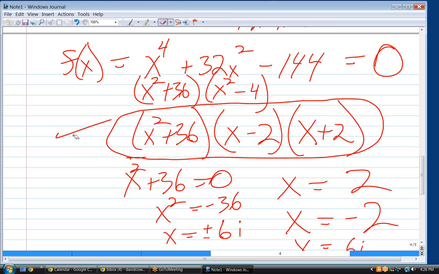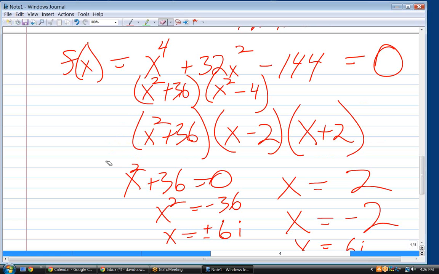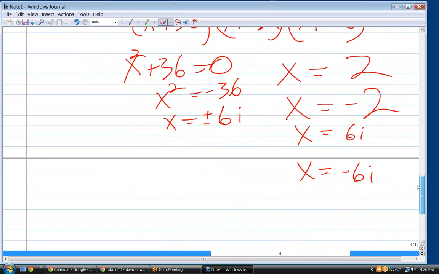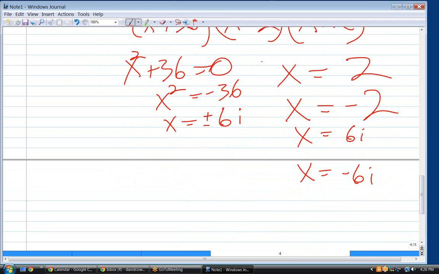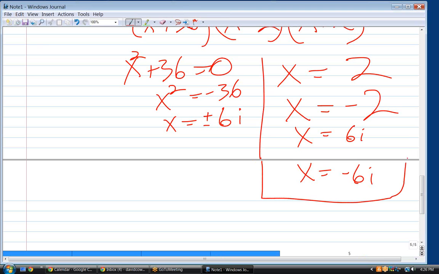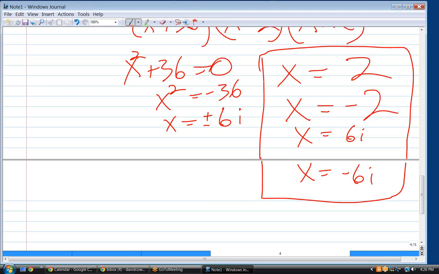However, on your question, they told you to find the zeros. They didn't say factor it. They said find the zeros. So I would say that this is the correct answer over here. Those imaginary zeros count as zeros. In other words, these are the 4 solutions to this quartic.